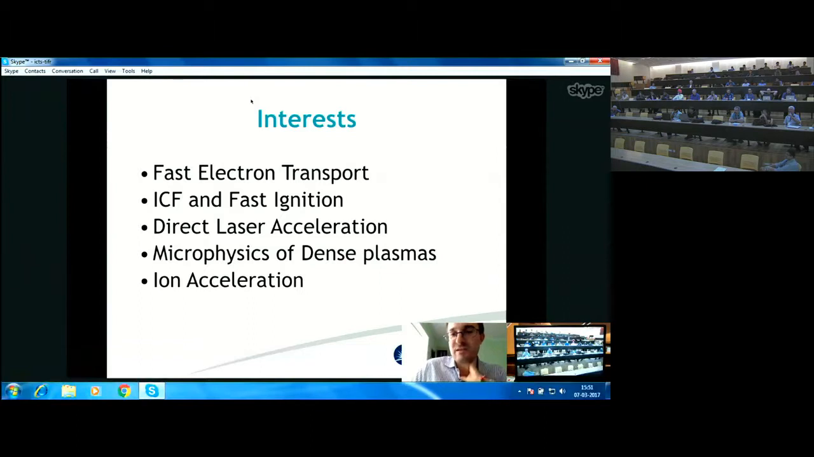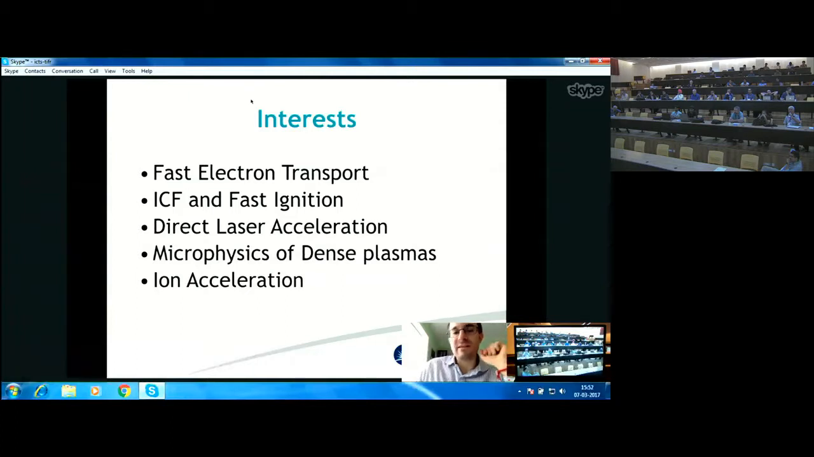fast electron transport is mainly about picosecond duration beams, and it's been very heavily influenced by the prospects of fast ignition and what you need to do for that. It's influenced by questions about how you would focus, guide, or collimate fast electron beams so that you maximize the efficiency of energy transport into a hotspot in compressed fuel. So these two issues at the top are closely related in that sense.